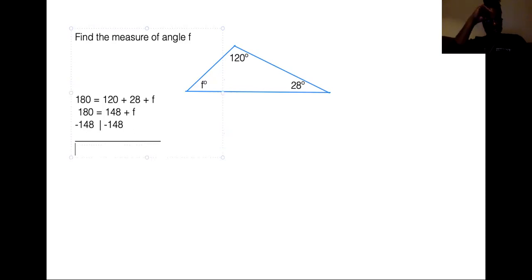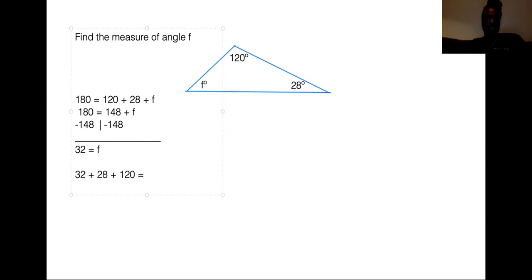And when I do that, 180 minus 148 gives me 32. We can say that 32 equals F. The way that I can always check this is by taking 32. I could basically do 32 plus 28 plus 120. And if this is correct, then I'll get a 180 as my answer.